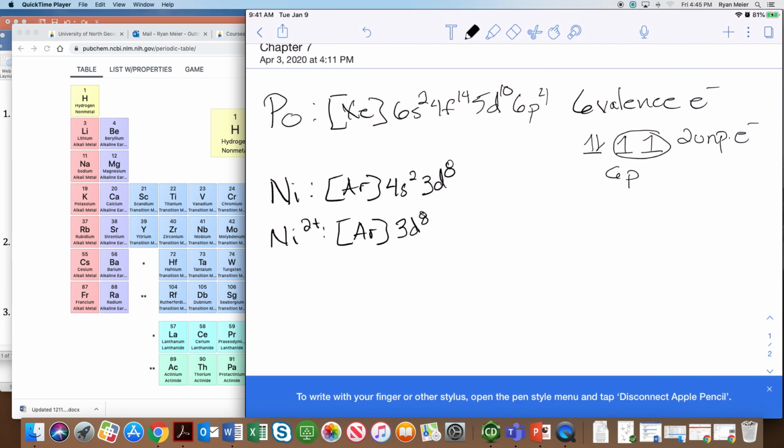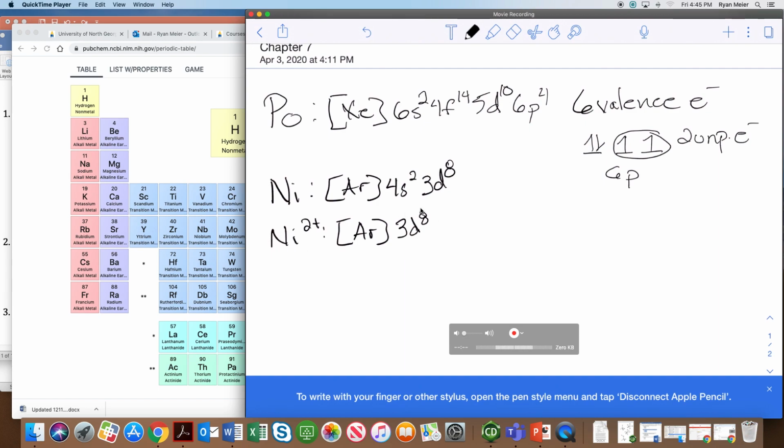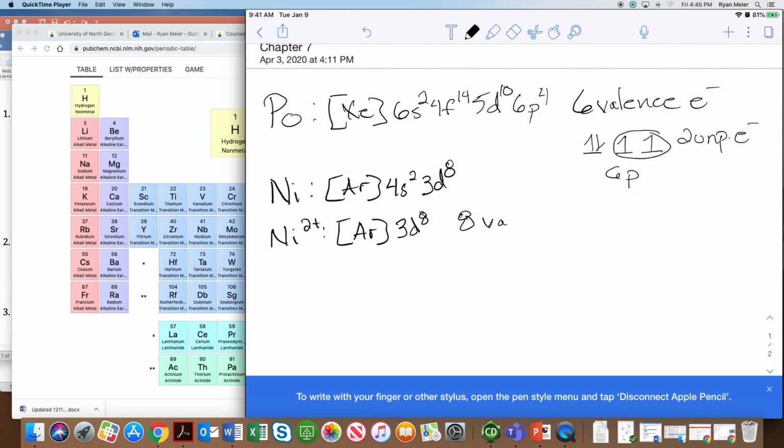Now, here is our electron configuration. Now we want to find our number of valence electrons. Well, if all of these are a noble gas core, our valence electrons are our outermost not full energy levels. Well, 3d8 is not a full energy level or a full shell. And so all 8 of these are valence electrons. So nickel 2+ should have 8 valence electrons.